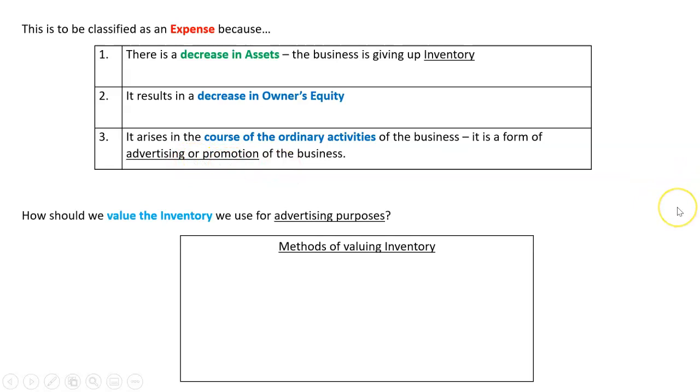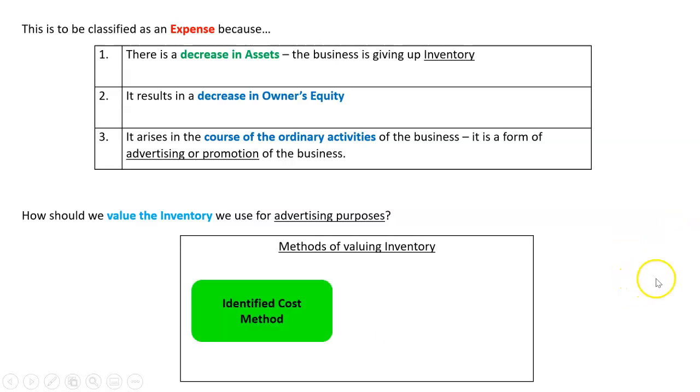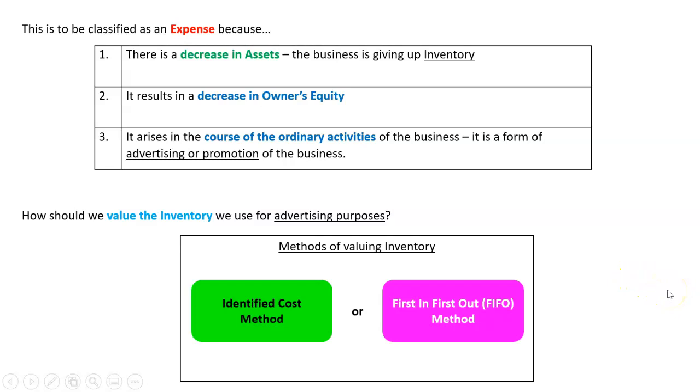The last question we need to deal with is how should we value the inventory we use for advertising purposes? And just like with all our transactions, we've got two methods, the identified cost or first in, first out, or FIFO.